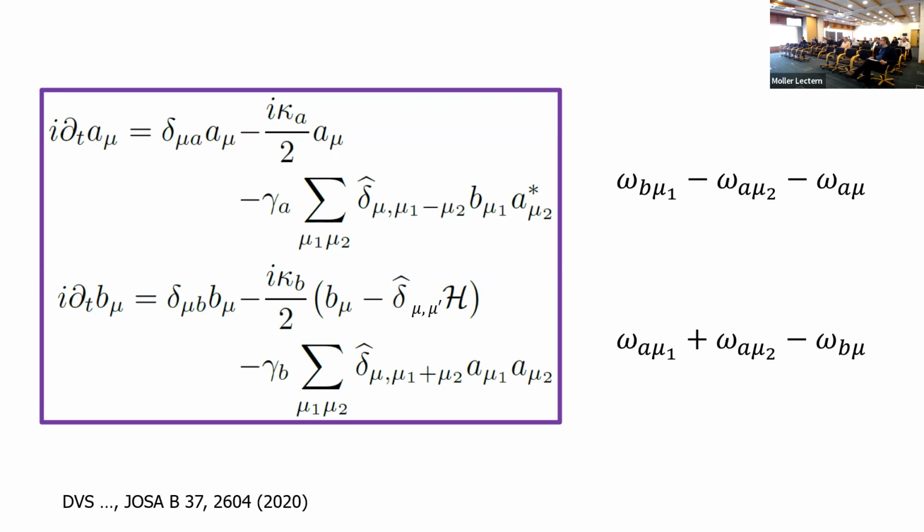If we move the pump term here, which we do, then we have a second harmonic generation arrangement. So these terms correspond to the frequency difference. And these terms, as you can see, correspond to the sum frequency, and the particular degenerate sum frequency will be your second harmonic generation.